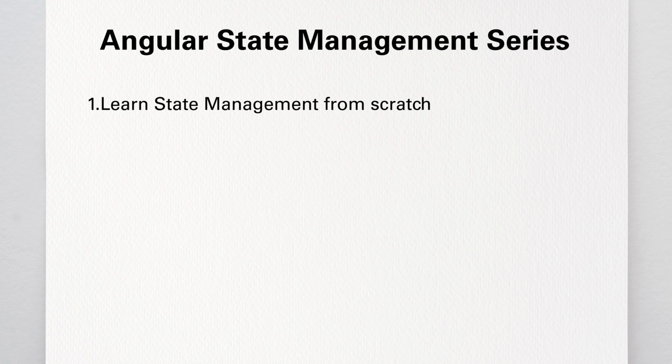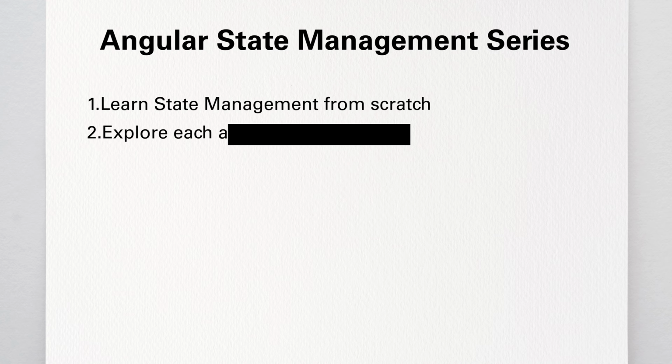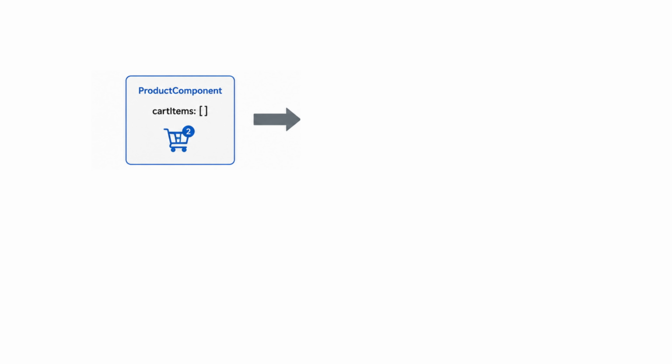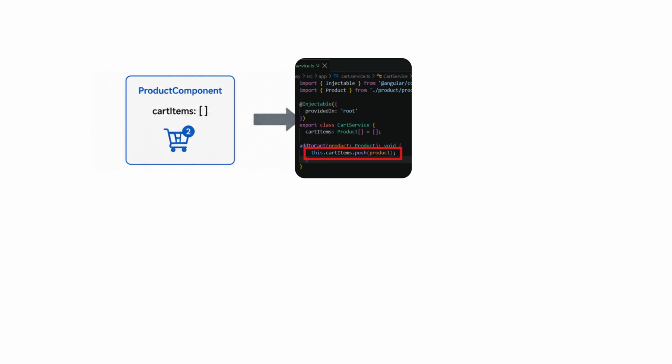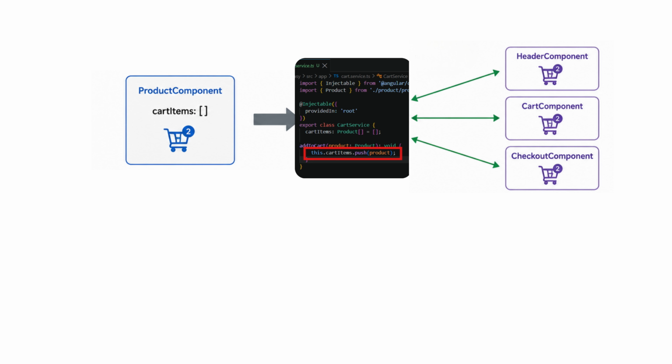As you know, we are learning Angular state management from scratch in this series. Instead of jumping directly into advanced solutions, we are exploring each approach one by one, understanding what problem it solves, how it works, and when we actually need it. In the last video, we started with Angular services and moved our cart state from the product component into a shared cart service that gave multiple components access to the same cart.